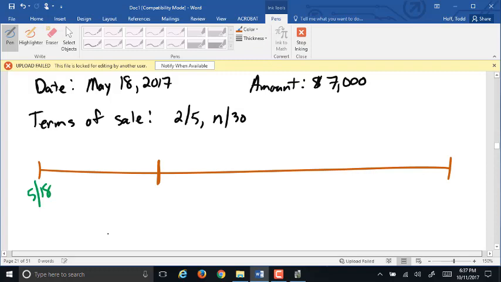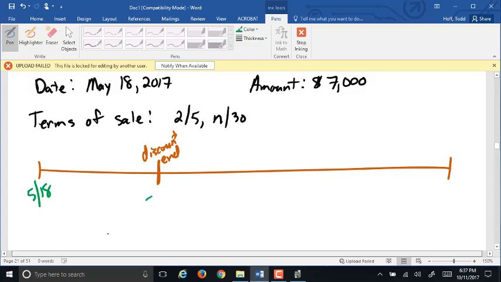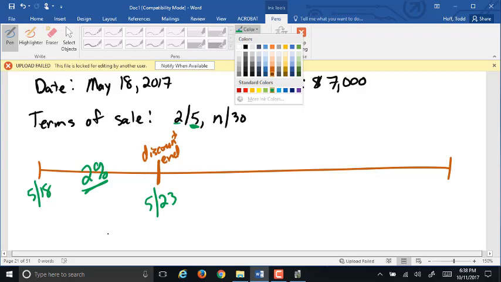What's this next date here going to be? This is the end of the discount period, right? What date's that going to be? 23rd, because it's 2/5, which means it's only 5 days after the invoice date. During that time, if you pay before the 23rd, you get a 2% discount because it was 2/5. 2% in 5 days.